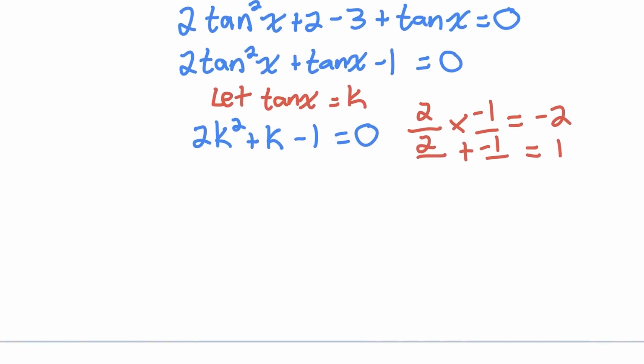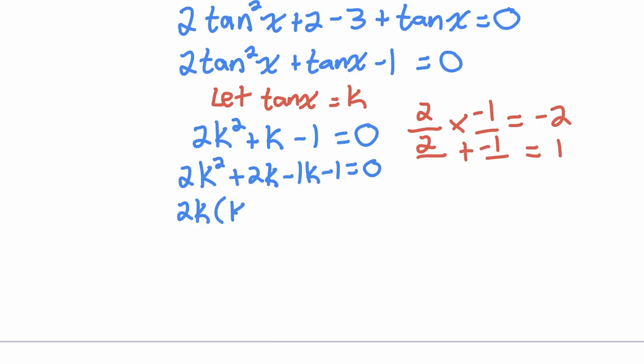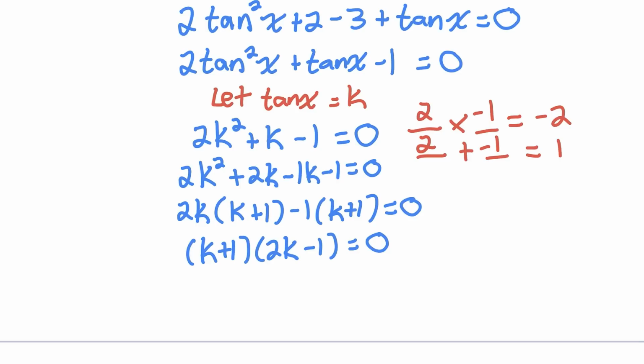I'll factor that quadratic by decomposition. I'll split that k into a 2k minus 1k, and then factor by grouping. Take out a 2k from the first 2 terms, take out a negative 1 from the last 2 terms, take out that common binomial of k plus 1, and see we actually get 2 answers for k. We get k equals negative 1 and k equals a half. But remember, those k's are actually tan x.